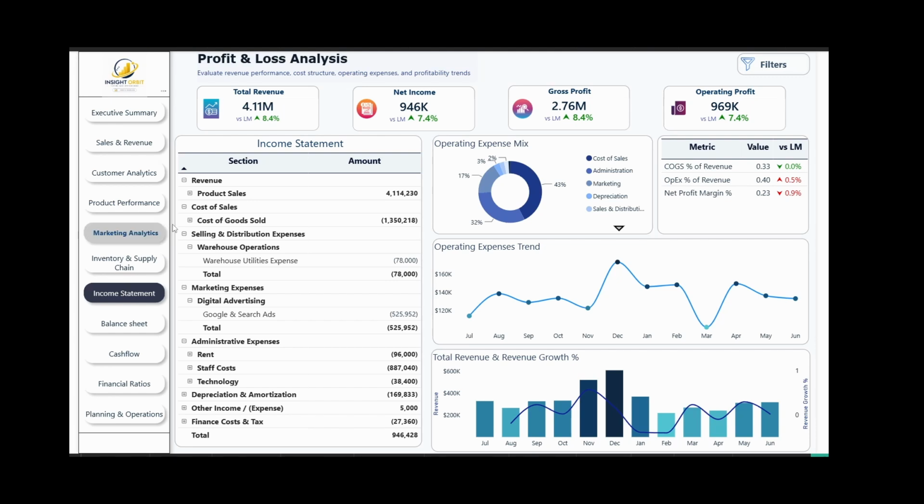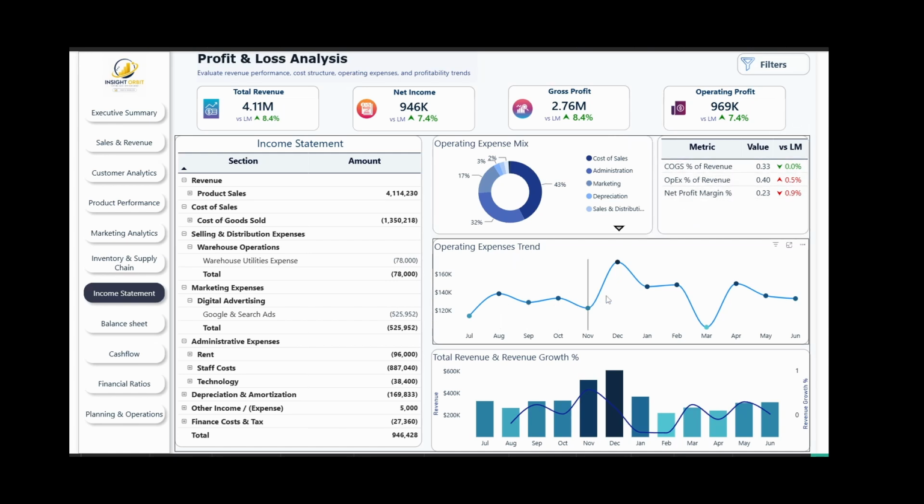At the top, the user can filter by date, month, or year. This report starts with the revenue, the net income, the gross profit, and the operating performance. And this is the full income statement: revenue, cost of sales, selling and distribution, marketing expense, administrative expense, depreciation, and finally interest and taxation. And this is the operating expense mix chart, and these are the metrics: COGS percent, OPEX to revenue, and the net profit margin. And this is the operating expense trend over time, and this is the total revenue and the revenue growth metric trend over the months.